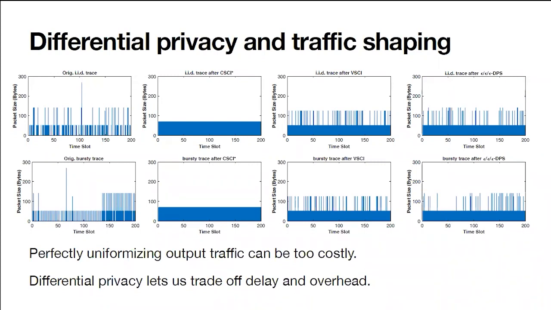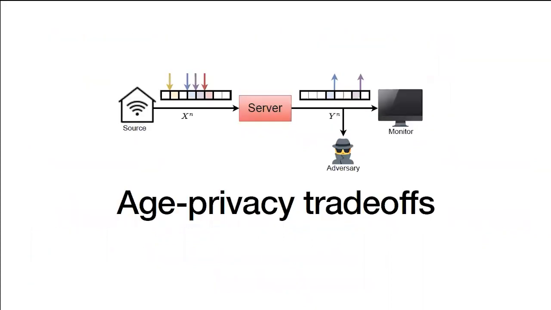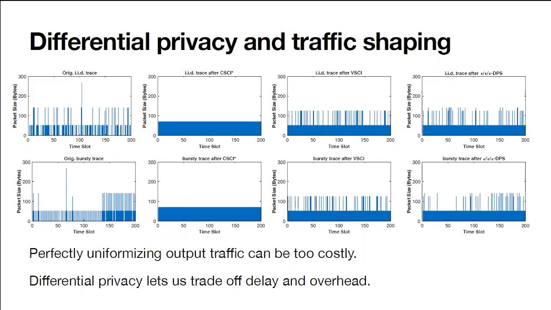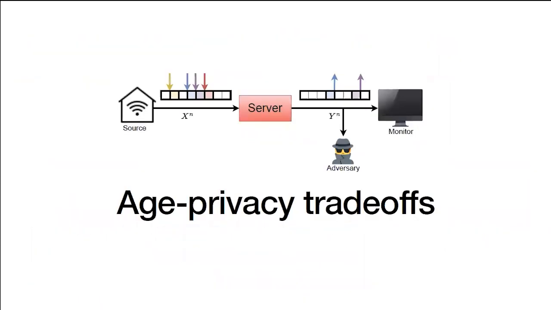The main finding really is that perfectly uniformizing the output traffic is very costly. So you can use differential privacy to trade off the delay and overhead, but the price is that you're going to reveal something about the traffic. Maybe not the particular event of a particular large packet happening at a certain time, but you will still reveal something, that a lot of stuff was happening, for example, over at the end there.